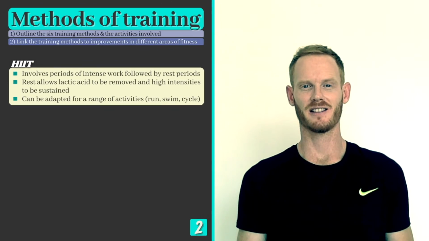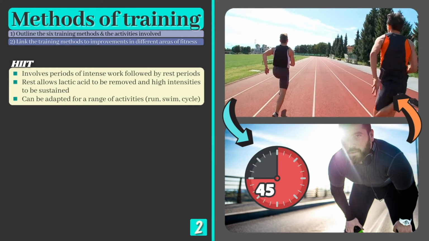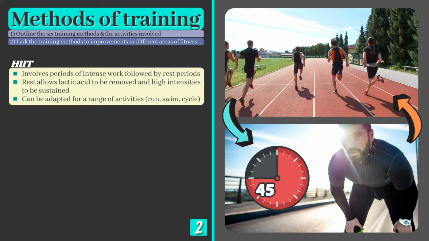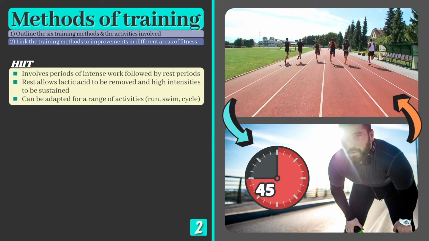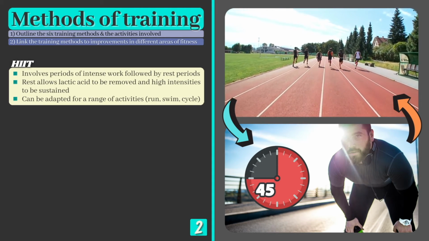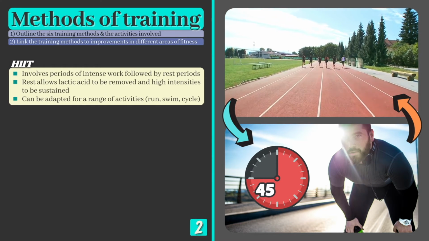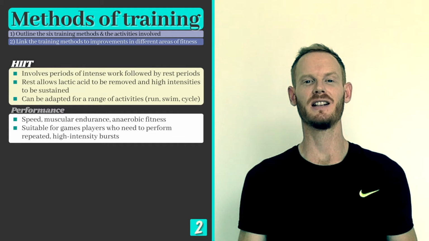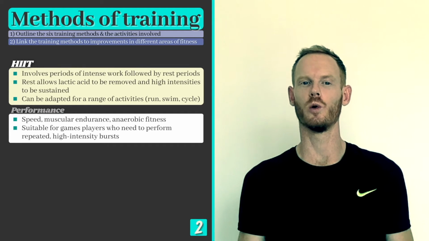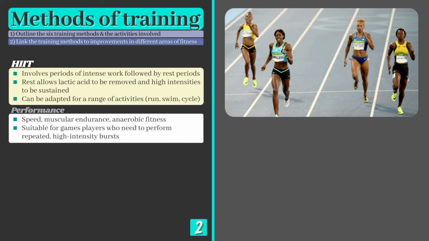Training method 6, high-intensity interval training. High-intensity interval training, or HIIT, involves periods of intense physical work separated by rest periods. These rest periods are essential as they allow athletes to remove waste products such as lactic acid and recover before their next work period. Through using HIIT, athletes can expect to see improvements in speed, muscular endurance, and their overall level of anaerobic fitness, making it suitable for athletes such as sprinters.